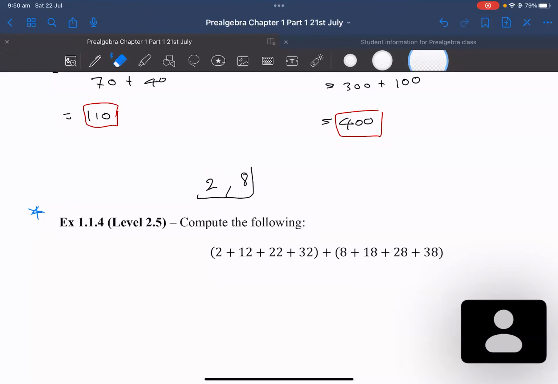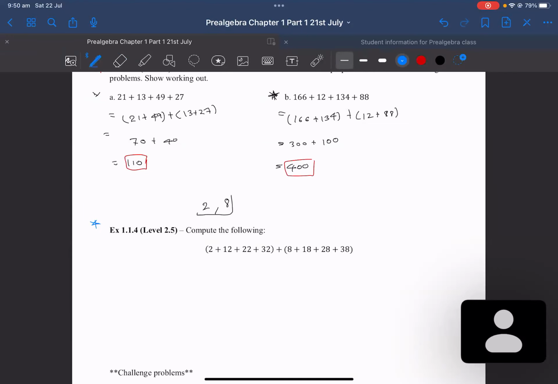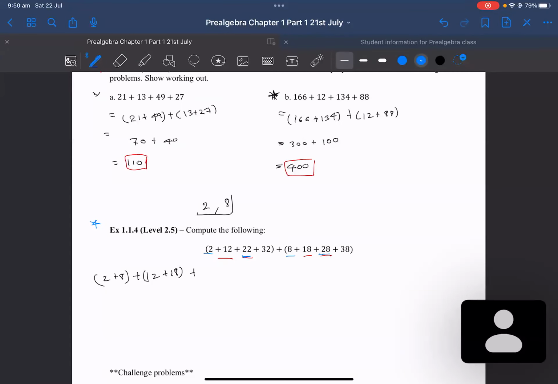Yeah. So for example, I'll go through one solution. You want to pair this 2 with any one of these. I'm going to pair 2 with this 8. I'm going to pair 2 plus 8. Then I'm going to pair the 12 with the 18. You could do it the other way. If you have the same idea, it's fine. You pair the 22 with the 28. Right, that's 22 plus 28.